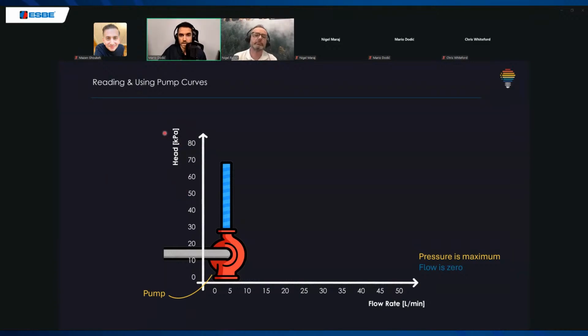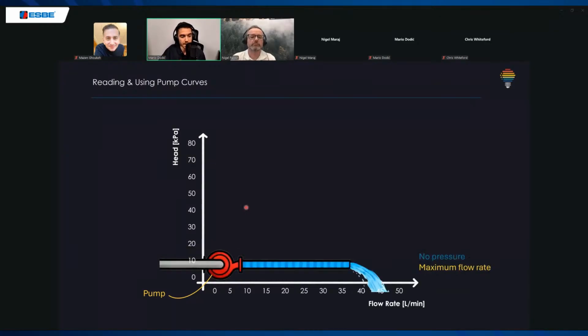Usually kilopascals, meter head, millibars, and so on. Let's say we'll say kilopascals. And the pump, at the beginning, if we have 0 flow rate, this is maximum pressure on our pump. So our pump can deliver, let's say here, 70 kilopascal of pressure drop through our installation with this pump. If our flow rate is maximum, let's say 40 liters per minute in this case, our pump is without pressure. So we cannot push anything.